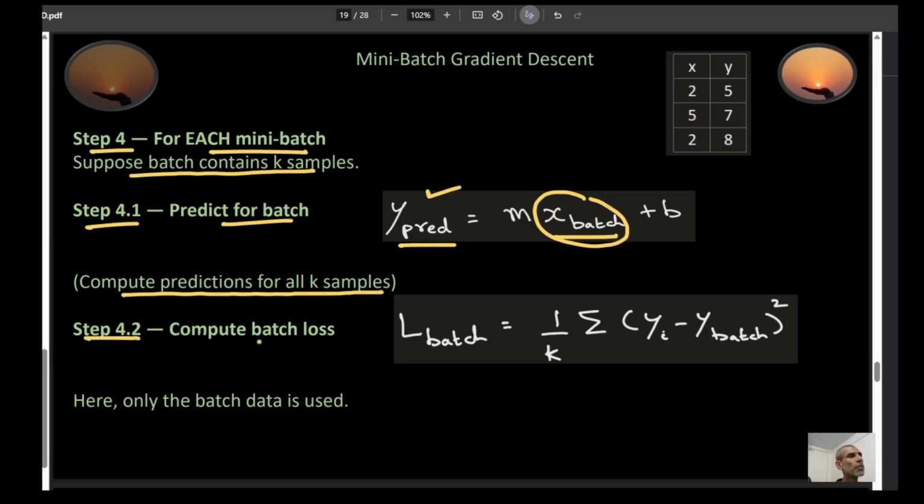Step 4.2, you compute your batch loss. So for this one batch, you find your batch loss. That batch loss would be equal to 1 over K, this is the size of the batch, summation of yi minus y batch, squared. So you're just calculating the difference between your actual value and the batch predicted value, and you're just squaring these values. Now here, only the batch data is used.